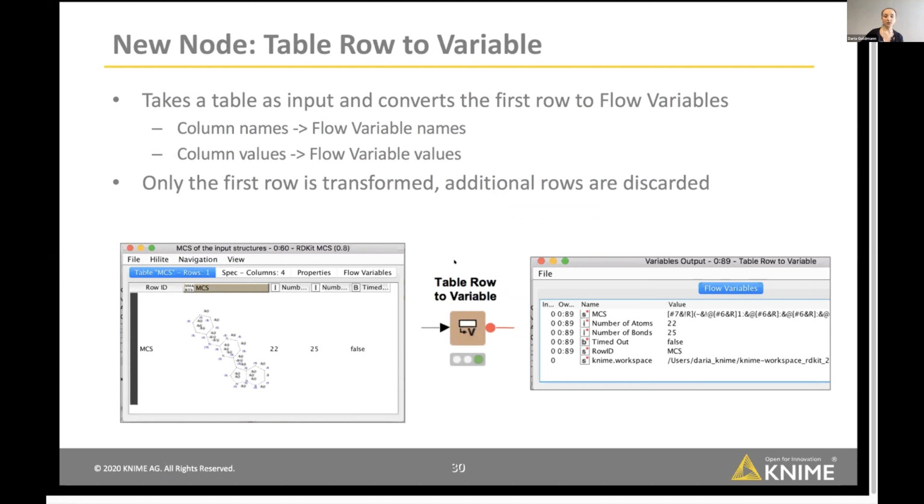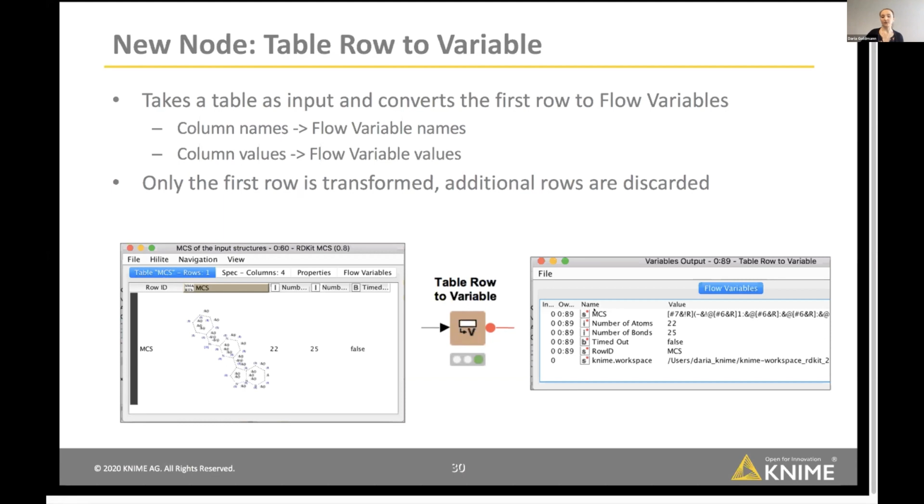So this node will take as an input the table, actually only the first row of the table, and will transform the content of that first row into flow variables. What does it mean? That the column names will become the flow variable names, and the column values will become the values of those flow variables. As shown in the example here, I have the output of the RDKit MCS node with the maximum common substructure, and then I execute table row to variable, and I look at output variables there.